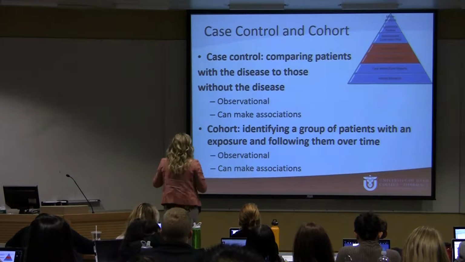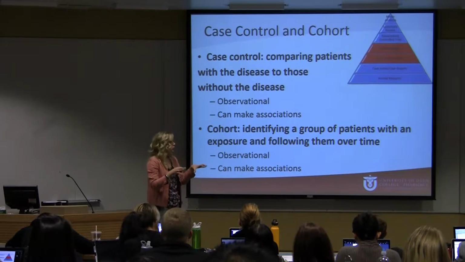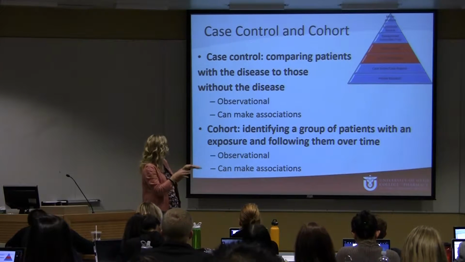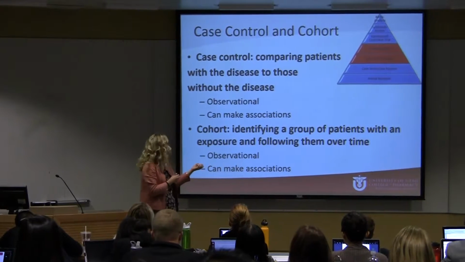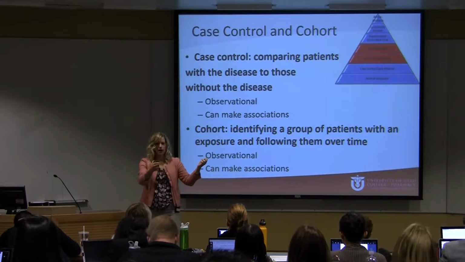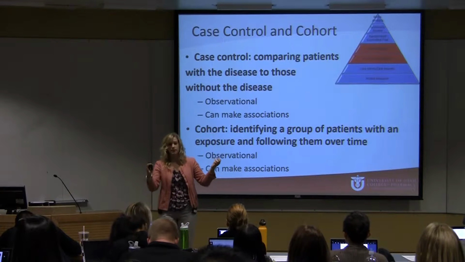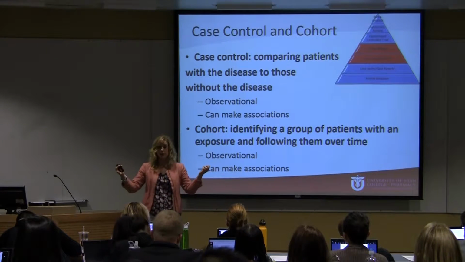So a cohort, on the other hand, is where you are identifying a group of patients with an exposure. So they've been exposed to something, some drug you could say, and then you're following them over time and seeing if they develop this disease or this problem or whatever you are studying.